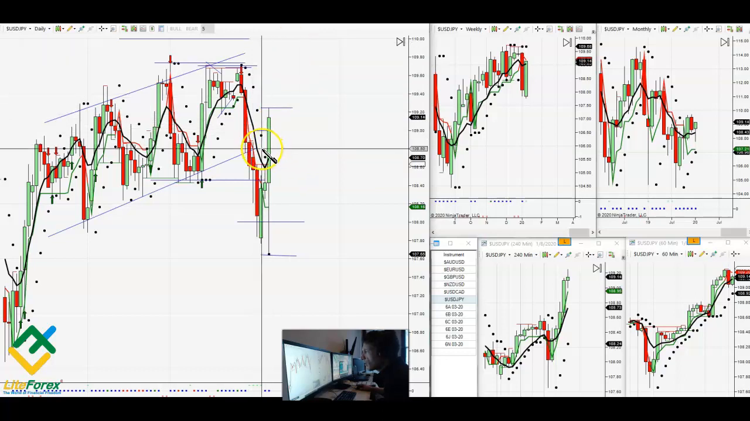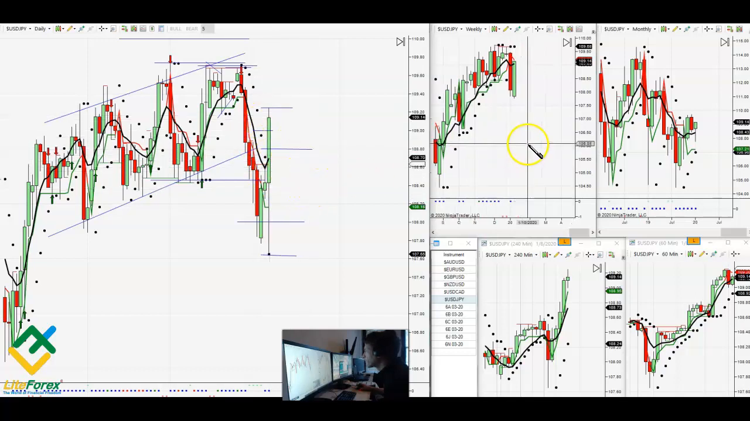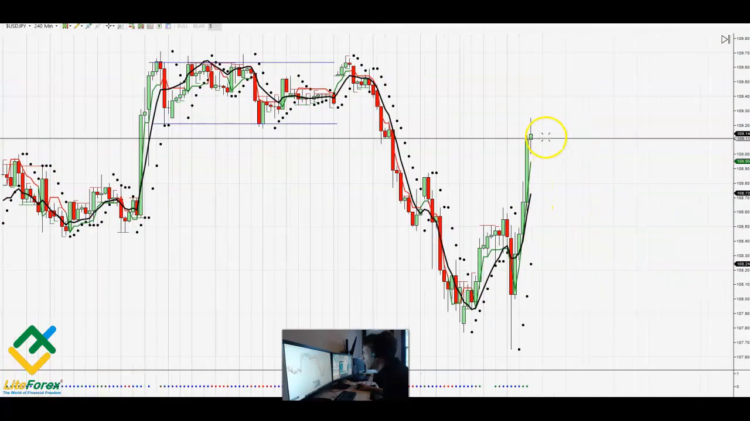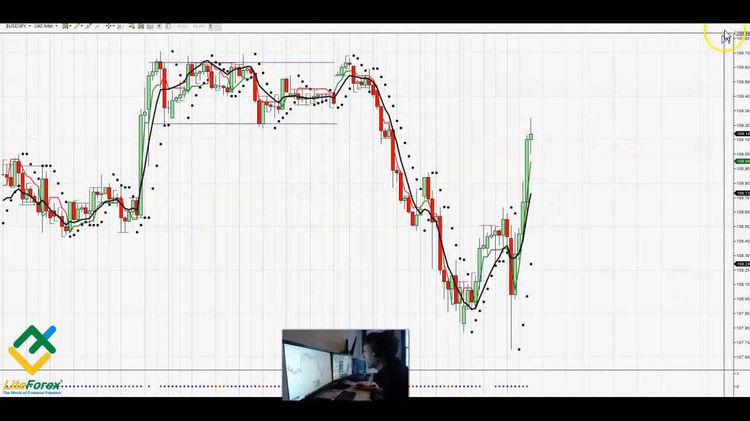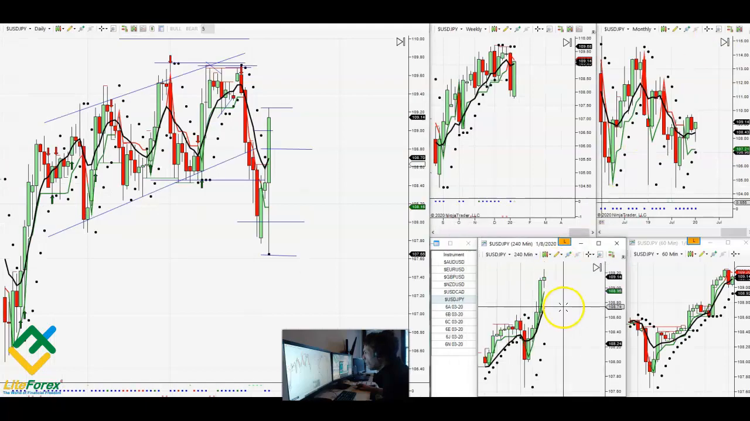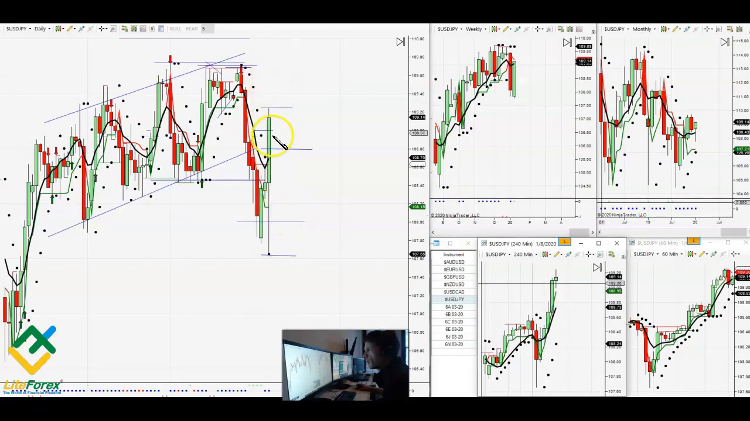Maybe it comes back, holds 109, continues the uptrend. But also look around this center line, 108.80, the center of the body of this candle. Just looking at the smaller time frames, the 240, this is definitely telling me that this will have a little bit of a pullback. But overall, it's looking bullish, but expect a little bit of a pullback.